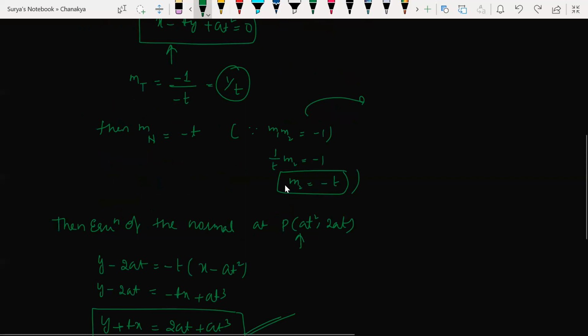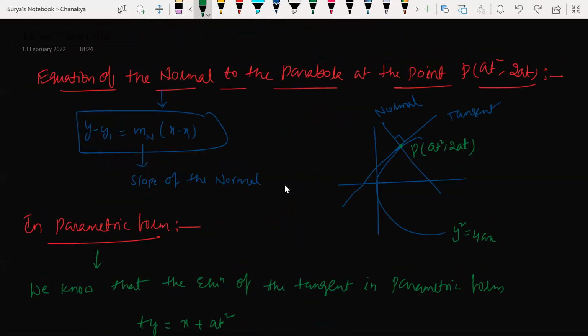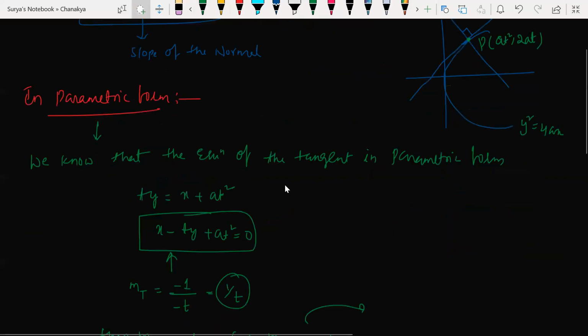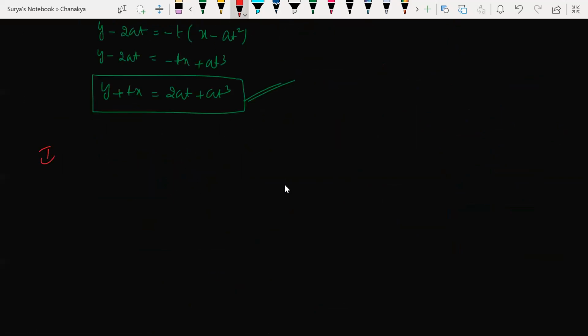Sir, I understood this. In parametric form, what did we find? We found the normal equation to the parabola in parametric form. If I want to find the same normal equation in slope form, how can I find it? Tell me. For that I need the slope and the equation of the normal. We know that we again rely upon the tangent.